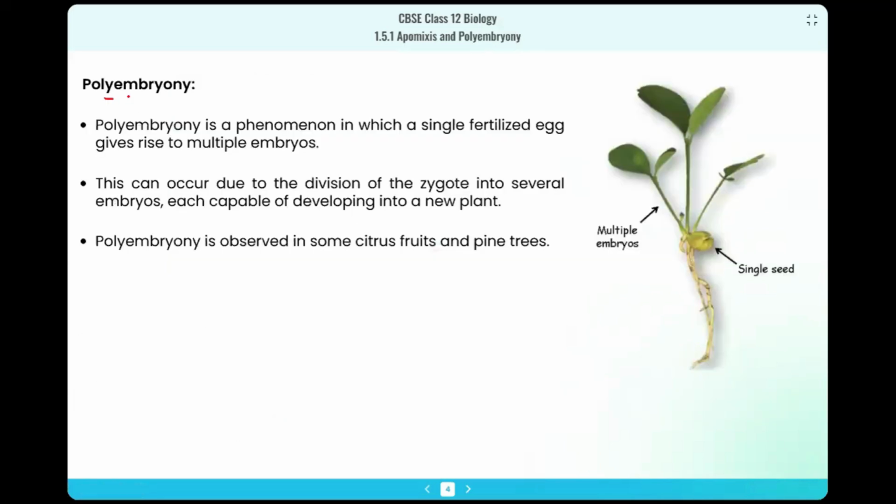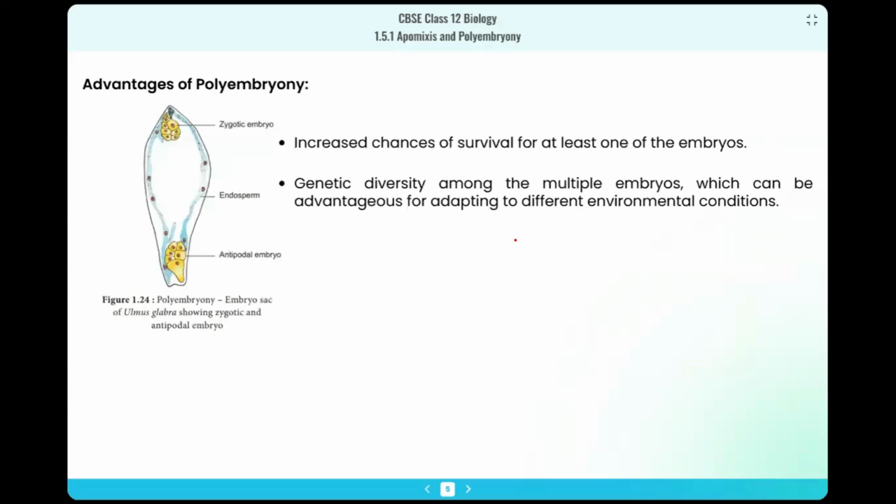Now, next is polyembryony. Polyembryony is a phenomenon in which a single fertilized egg gives rise to multiple embryos. This can occur due to division of the zygote into several embryos, each capable of developing into a new plant. Polyembryony is observed in some citrus fruits and pine trees as well. An increased chance of survival for at least one of the embryos is the advantage of polyembryony. There is also genetic diversity among the multiple embryos, which can be advantageous for adapting to different environmental conditions.